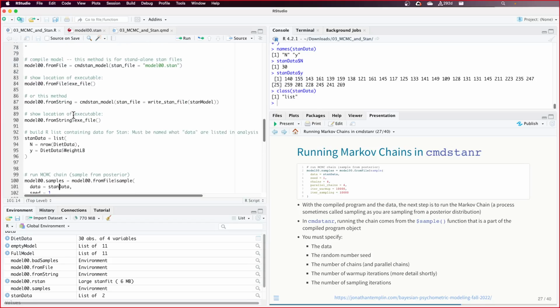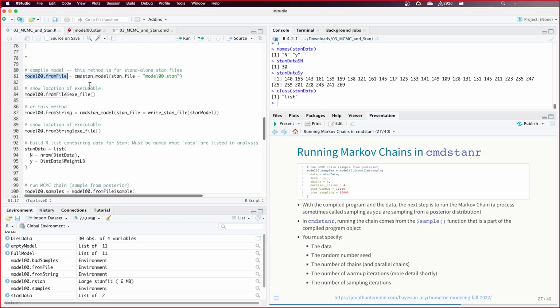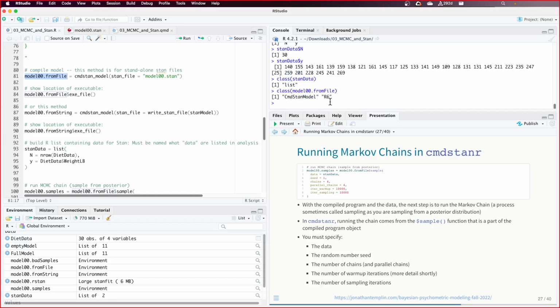So the file that you created up here, the object I'm calling model 00 from file, is our Stan object that will be the executable. In fact, if I type class for this, you're going to see something interesting. It's class CmdStanModel, CmdStan is the library we're using. It's also something called an R6 object.